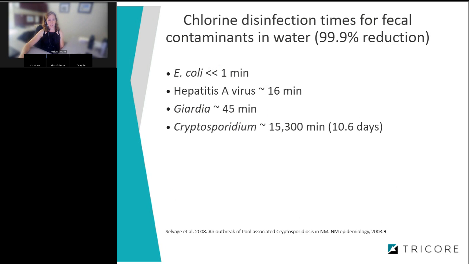So this is one reason why Cryptosporidium spreads so readily in pool or water park settings. E. coli can be destroyed within 1 minute, or at least a 99.9% reduction in population within a minute of contact with chlorine in water at 1 milligram per liter. Hepatitis virus lasts more like 16 minutes. Giardia is a little bit hardier at 45 minutes, but Cryptosporidium can actually last 10.5 days. So it's just extremely hardy and resistant to disinfection with chlorine.